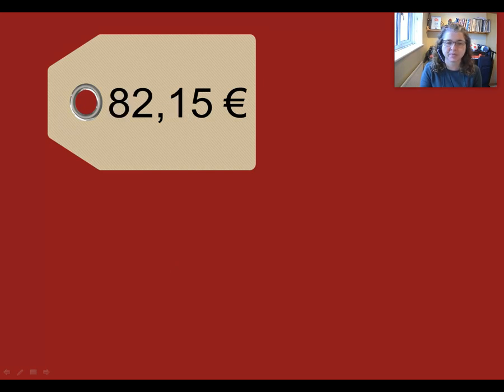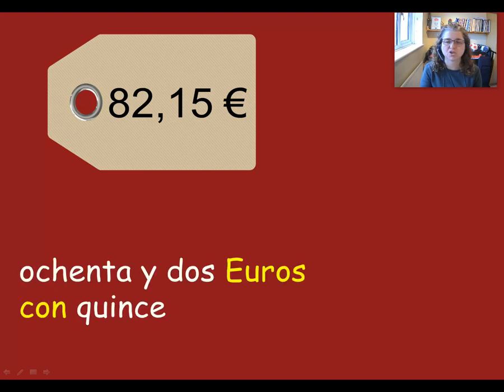Here's another one. 82 euros 15. 82 euros and 15. If you need to press pause to give you some time to work it out, go ahead. So 82 euros and 15. How are we going to say that? Let's see if you're right. 82 euros con 15. Remember, all those numbers 30 and under are just one word, aren't they?